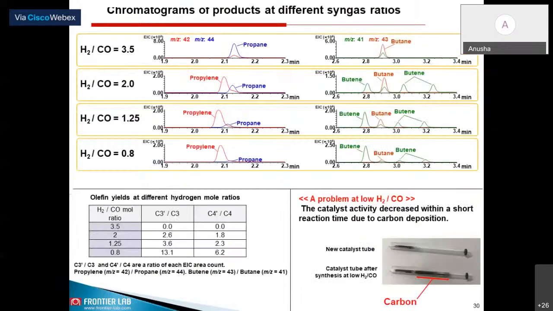So these are the chromatograms of products at different syngas ratios. It's just for your idea that we have mentioned it here. You can see on the left side bottom part the olefin yields at different hydrogen mole ratios. C3 to C4 is like 13 to 1, and C4 is like 6 to 1. They are nothing but the EIC area counts we have mentioned here. And on the right side, you can see the catalyst activity decreased within a short reaction time due to carbon decomposition. You can also observe a black portion appearing in the catalyst tube after the synthesis at low H2 and CO, whereas the new catalyst tube is very clear. There is no black decomposition over there.